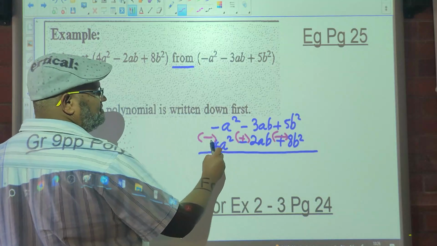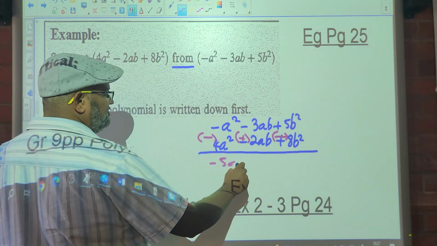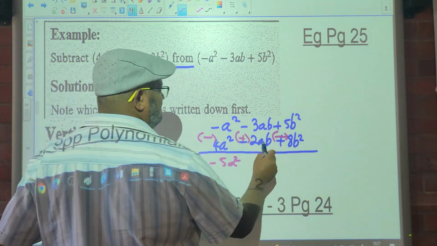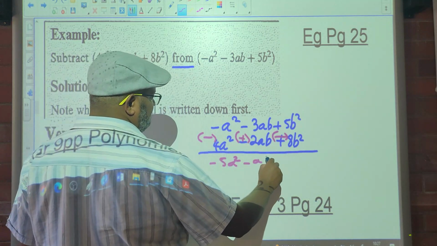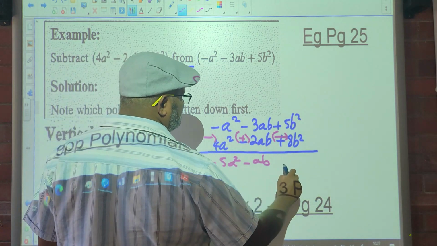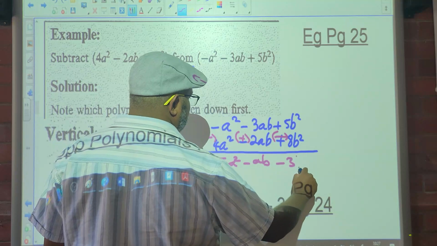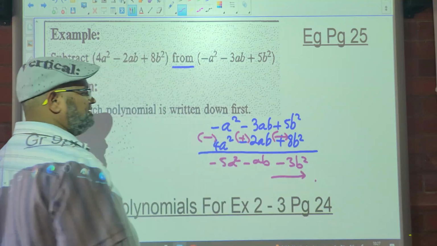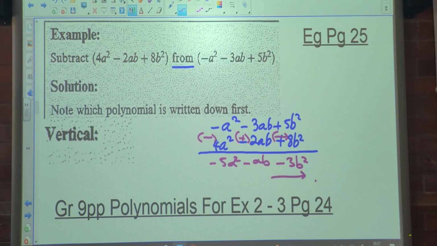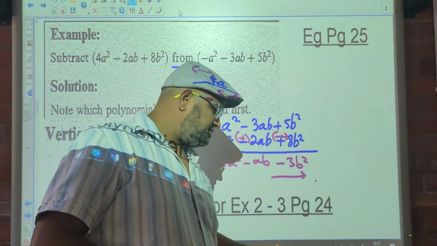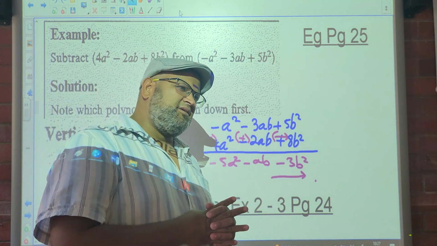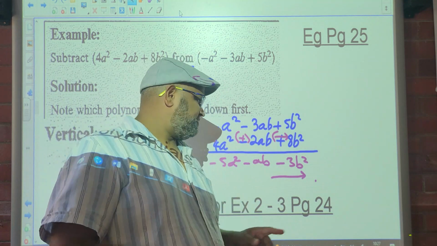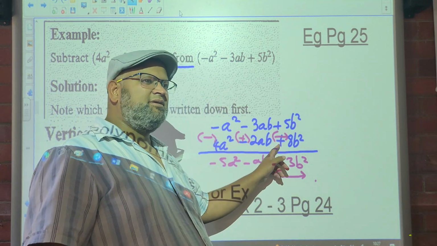So now I just use the sign that I changed it to. Negative a squared minus 4a squared, negative 5a squared. What's negative 3ab plus 2ab? Negative ab. What is 5b squared minus 8b squared? Negative 3b squared. And that is going to be the method I'm going to apply. I'm just going to change the signs on the line. Yes, Michael? So we try the original signs first and then you just change it afterwards. Yeah, just change it as I did here on top.